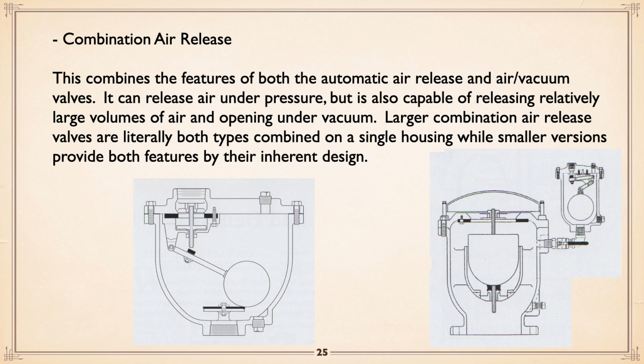Combination, this is the third option, the combination. You have air release and air vacuum, and you can get a combination air release which has the features of both. It can release air under pressure and is also capable of releasing relatively large volumes of air when you're filling a line and opening under vacuum. Now, large ones like shown on the right, virtually what they're doing is taking a large air vacuum and, off a fitting on the side, adding an automatic air release to it. In smaller sizes, like the one shown on the left, you can get combinations that combine the features of both.